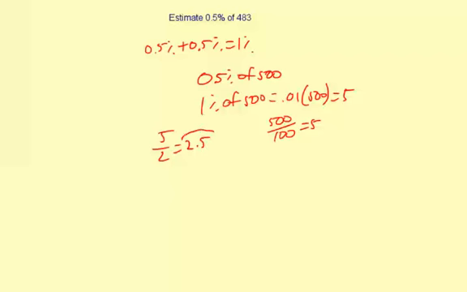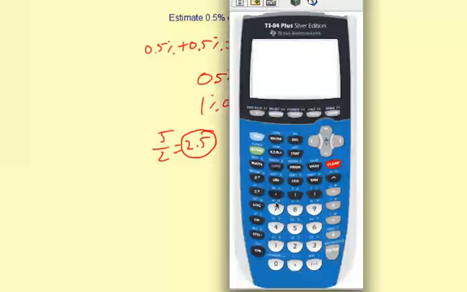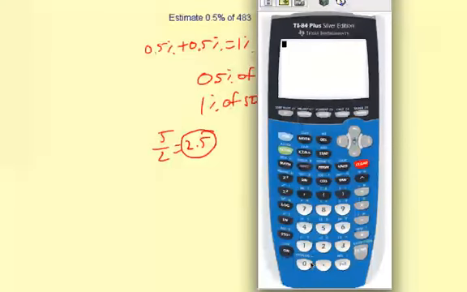So this is going to be our estimate of 0.5% of 483. Let's compare with the actual number. So we're going to have 0.005, that's 0.5%, times 483.